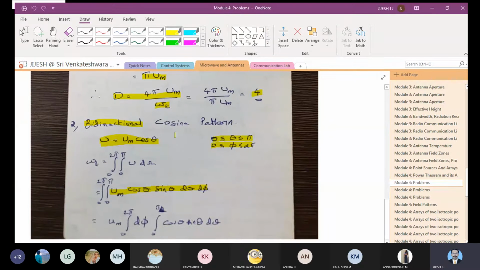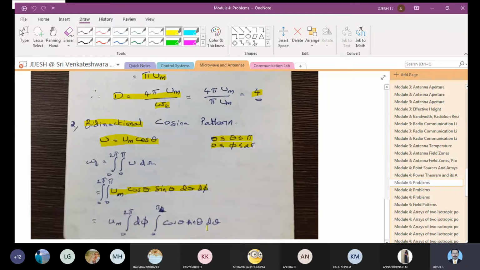When bidirectional, theta will range from 0 to pi, and you have taken the cosine pattern, so U is equal to Um cos theta. Once you do that, you will get the integral of Um, the integral of 0 to 2 pi d phi, and the integral of 0 to pi cos theta sin theta d theta. Now let me talk further about the integration of this.